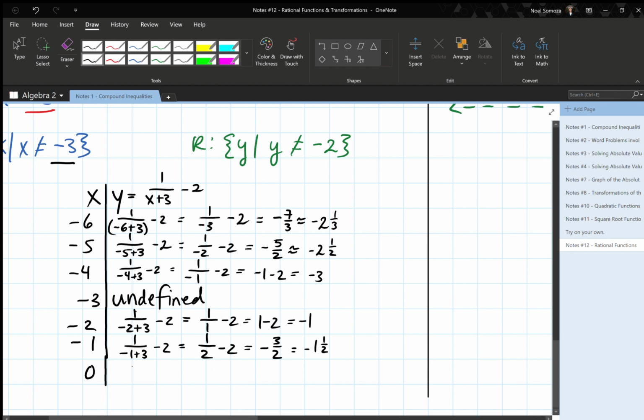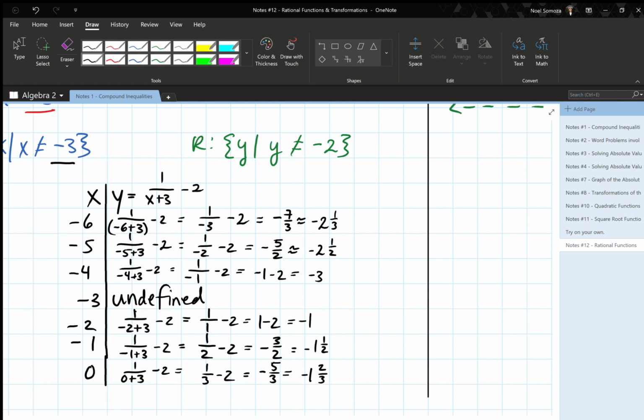And then if I plug in 0, that's going to be 1 over 0 plus 3 minus 2, which is equal to 1 over 3 minus 2, which ends up giving us negative 5 over 3, which is going to be negative 1 and 2/3. Let me double check my math here real quick. Let's see. Yep, that looks good.